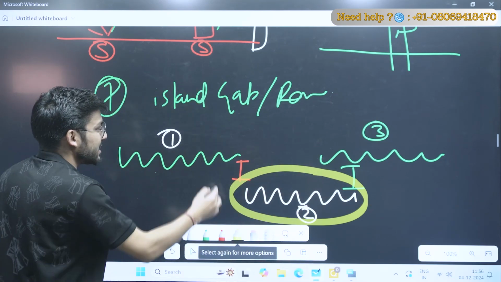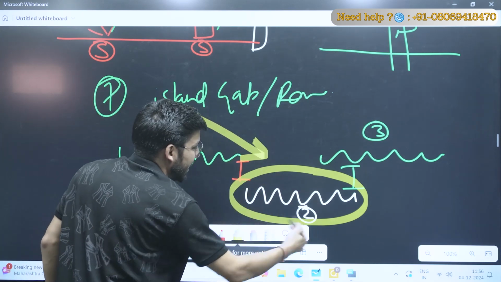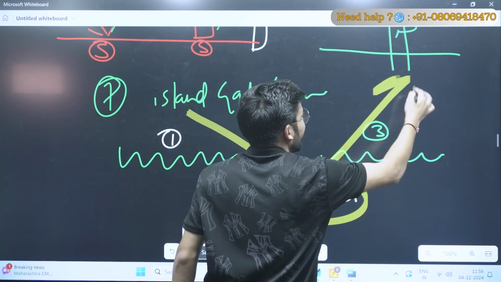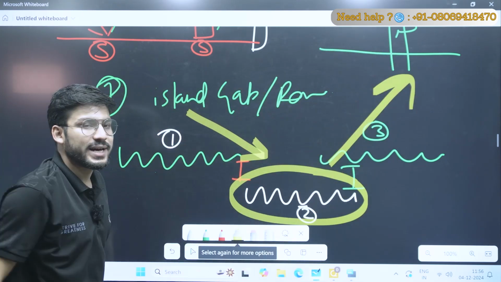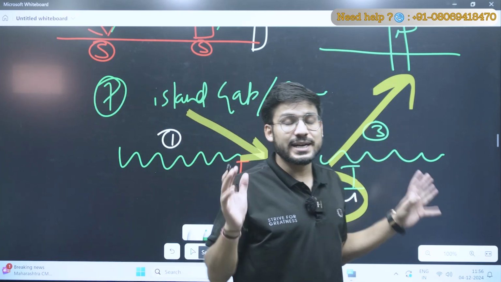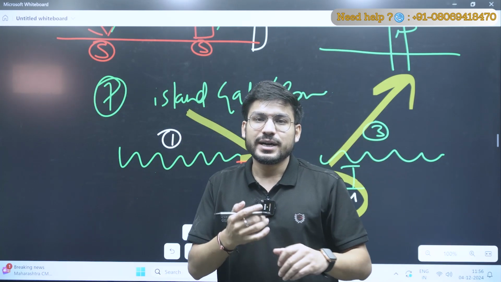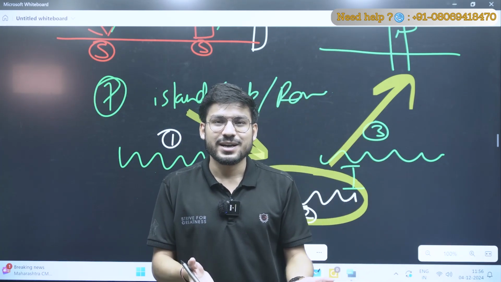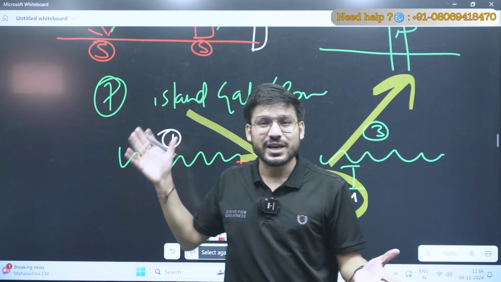So what it is suggesting: your market came here, it made an island, and then again it will go in the opposite direction, or in the upward direction. So whenever there is an island gap, it will suggest a reversal in the market, right? I hope the concept is clear, all of the gaps are clear.